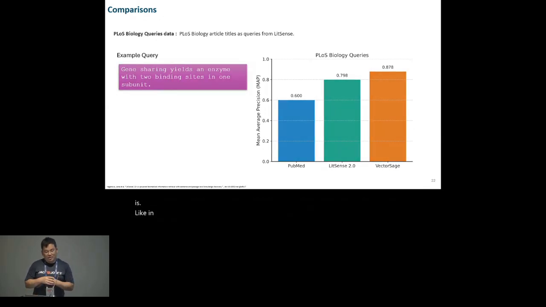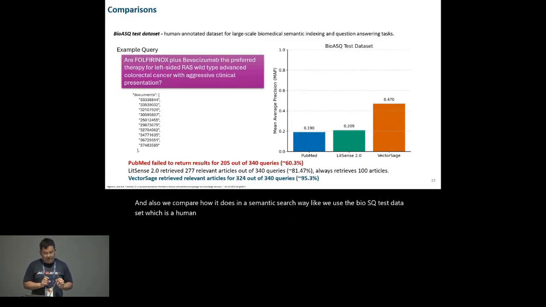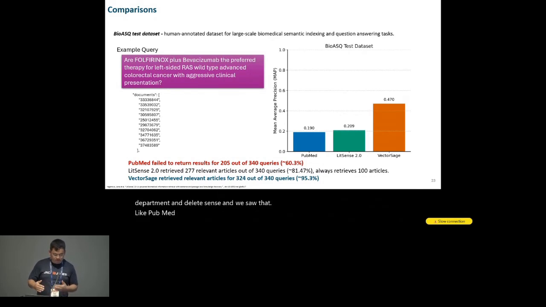And also we compared how it does in a semantic search way. We used the BioASQ test dataset, which is a human annotated large dataset for large scale biomedical semantic indexing and question answering tasks. There they have a question in natural language, and they have the relevant article from which this can be answered. So we compared again with PubMed and LeadSense, and we saw that PubMed and LeadSense are not that good since they are based on keywords.